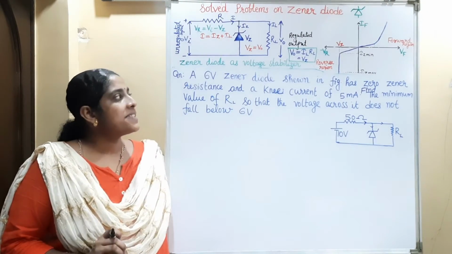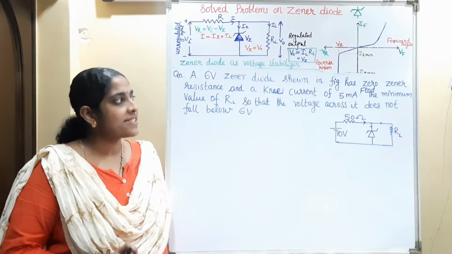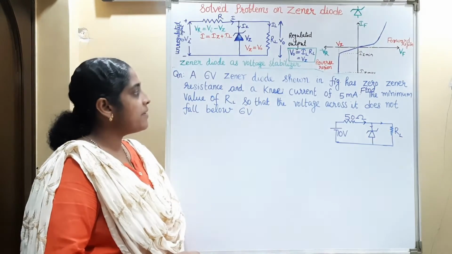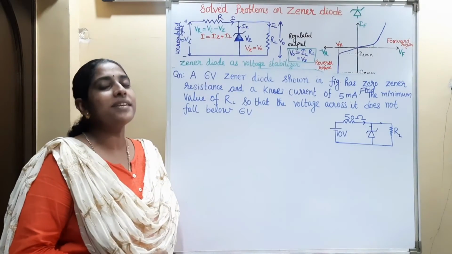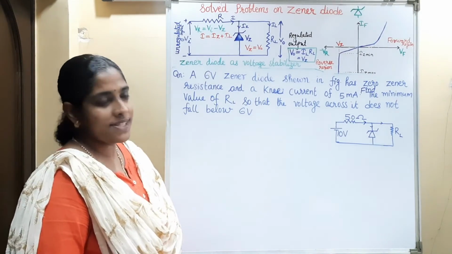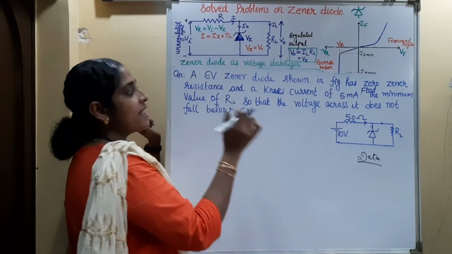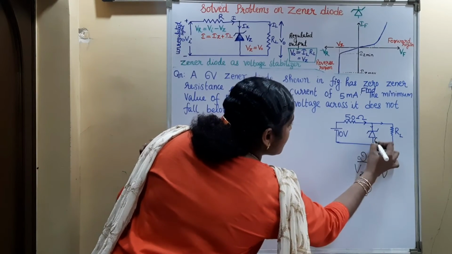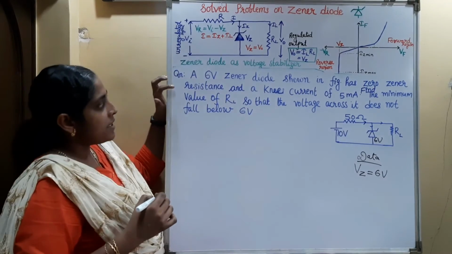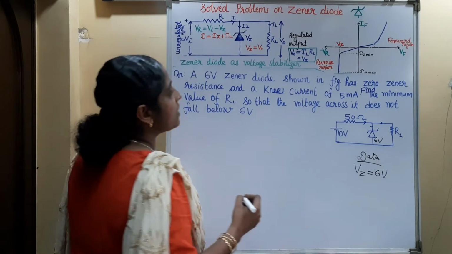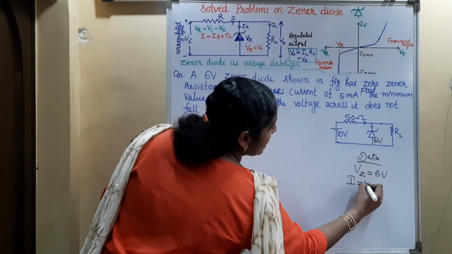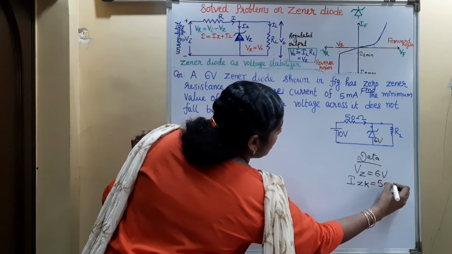Next question. A 6 volt Zener diode shown in figure has 0 Zener resistance and a knee current of 5 milliampere. Find the minimum value of RL so that the voltage across it does not fall below 6 volt. A 6 volt Zener diode is shown in figure, that is VZ is equal to 6 volt. It has 0 resistance and knee current of 5 milliampere. Zener knee current is equal to 5 milliampere.